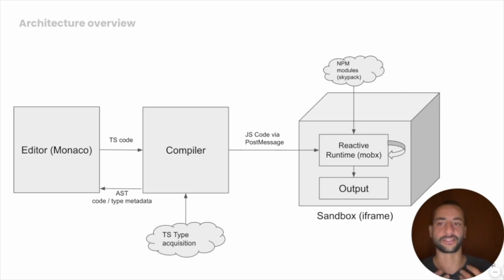So the user enters their code in the editor. The TypeScript code is sent to the compiler, and then the compiler, of course, compiles the TypeScript code to JavaScript, and then via post message, the JavaScript code is sent to the sandboxed iframe, which then evaluates the code either when the iframe has received a new code update or when any of the reactive variables used in that code have been updated. And that part is powered by MobX.